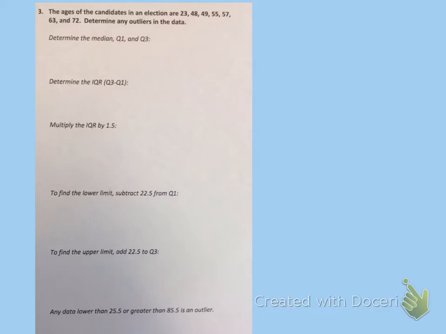This problem says the ages of the candidates in an election are 23, 48, 49, 55, 57, 63, and 72. Determine any outliers in the data. There are a lot of steps that go into this kind of problem. The first thing we have to do is determine the median, Q1, and Q3. I'm going to rewrite the list, and then we can find those things.